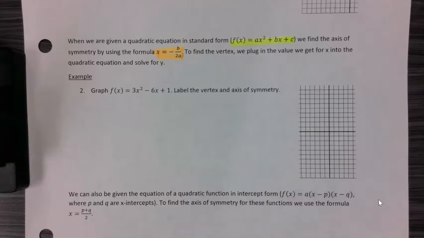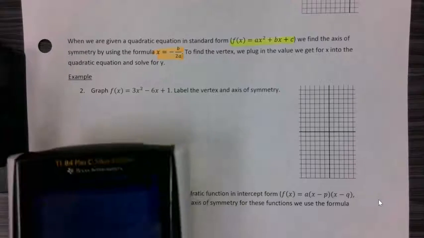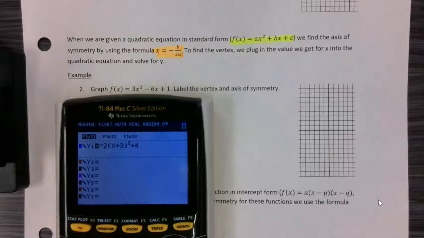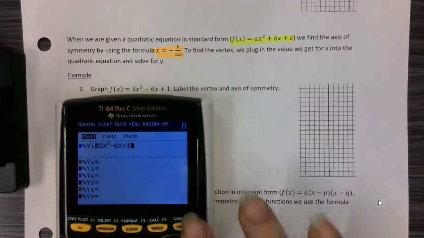So, do you want me to graph first or find my vertex first? I can't do both first. Okay, I'm going to graph first. I cannot do two things at once. Okay, so then I'm going to type in my equation, and then I press graph.